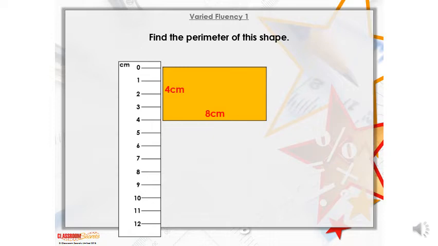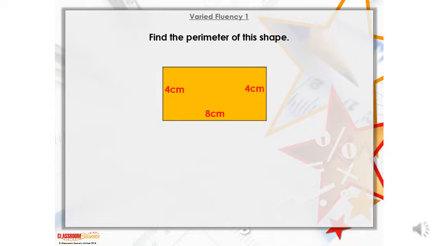So now I'm going to use my knowledge, and I know this is a rectangle, to find the opposite width. And I know that rectangles have widths that are the same size. So I know that the opposite width is 4 centimetres, and then the opposite length is going to be 8 centimetres. Well done. So now I've found the length of each of my sides. What do I need to do to find my perimeter? That's right, I need to add all the sides up together.